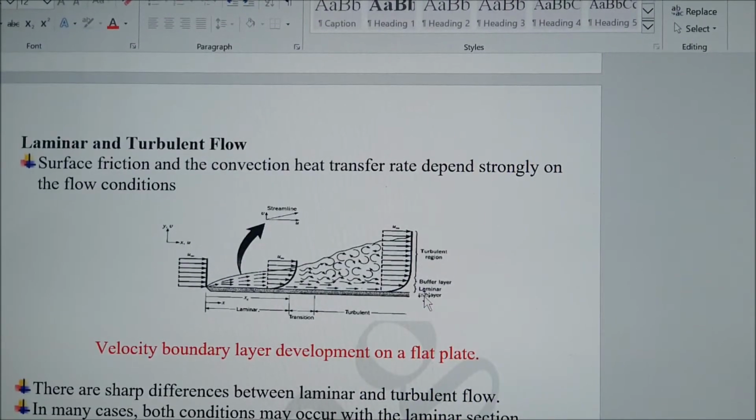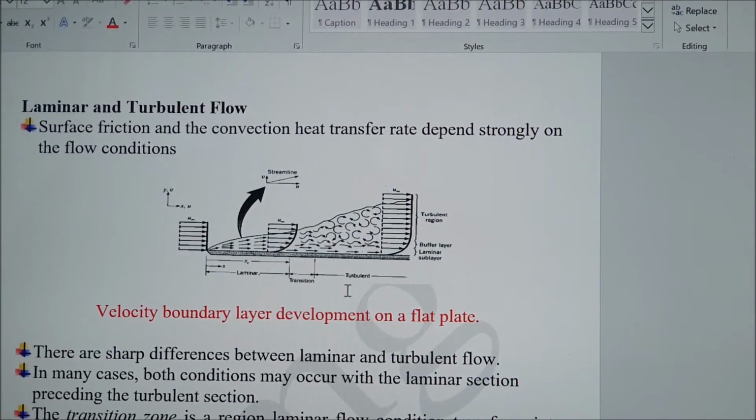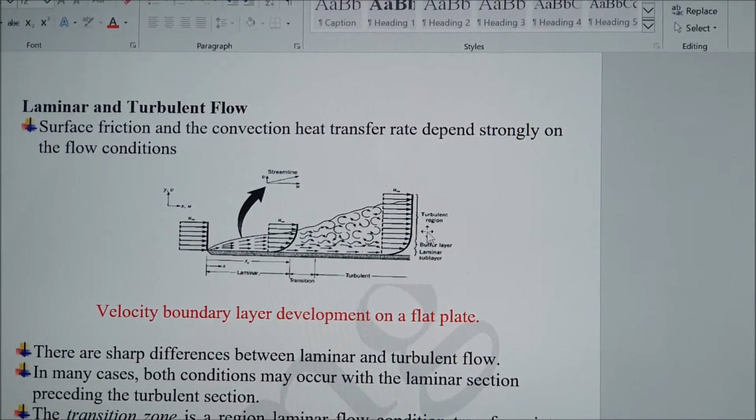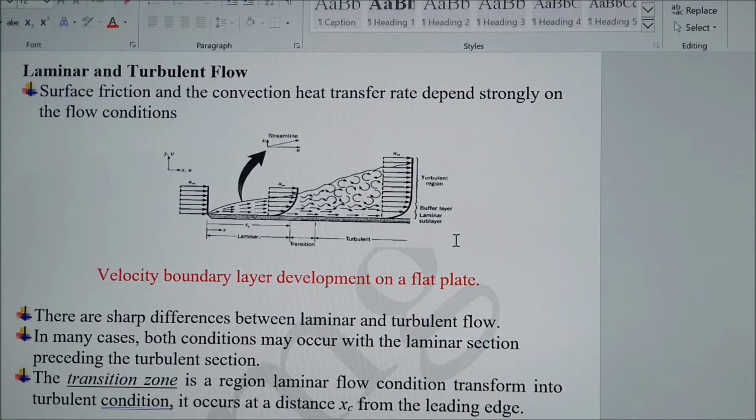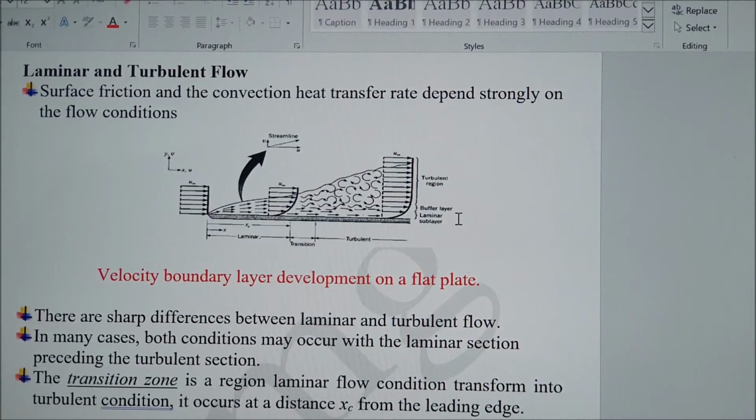Let's look at the laminar and turbulent flow. Surface friction and the convection heat transfer rate depend strongly on the flow conditions. You can see from the diagram that we have here a transition region before the laminar flow fully becomes turbulent. And in the turbulent boundary layer, remember earlier in part 1, you can actually subdivide it into 3 sub-layers: laminar sub-layer, buffer layer, and turbulent region. That's all I'm going to say about the sub-layers within the turbulent boundary layer, for information purposes.